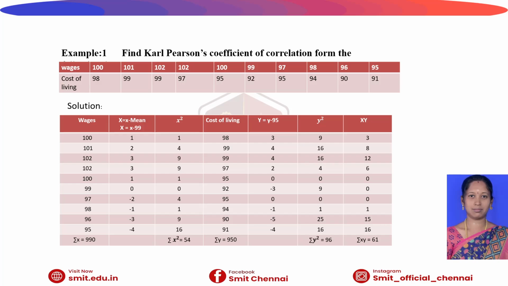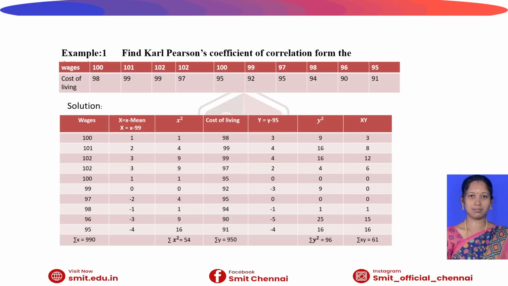Find the Karl Pearson coefficient of correlation from the wage and cost of living. In this place, we have 10 values of wages, starting 100, 101. We calculate the total value and divide by the number of items. That is, summation of x is equal to 990, divided by 10. We get the mean equal to 99.